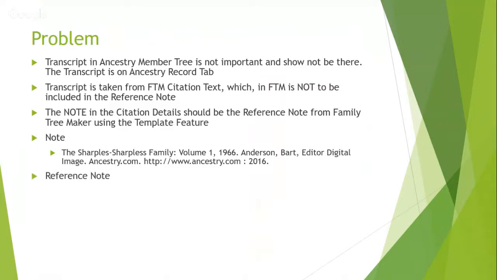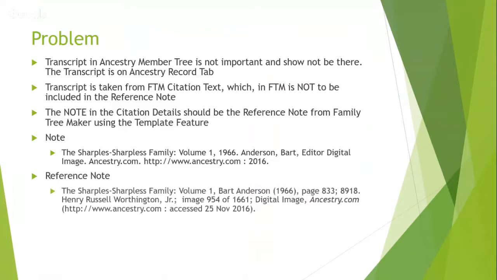Here's the reference note from Family Tree Maker, which I believe is the correct format, or is as correct as I can get it. We can argue about whether the image 954 of 1661 needs to be there. It probably doesn't. I just happen to include it. But the more important thing here is the date that I accessed the record. That is not in the note section in the Ancestry Member Tree. It is in my reference note in Family Tree Maker.